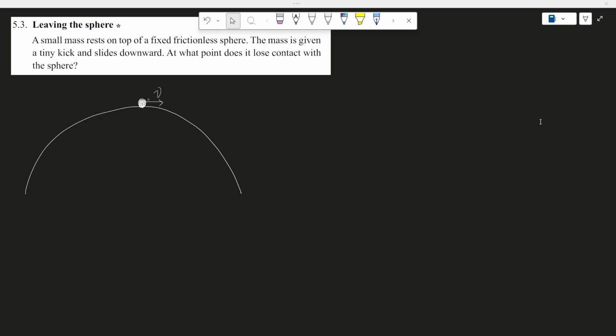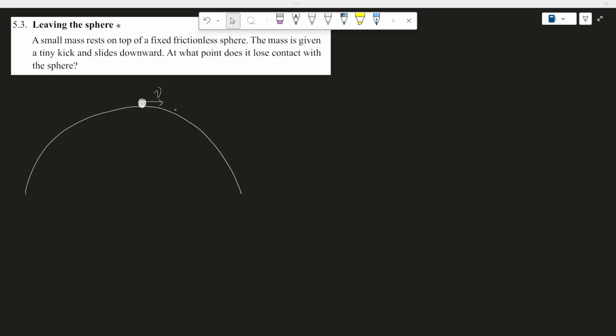Hi all. So today we will talk about problem 5.3, leaving the sphere. So this is basically asking for what happens when a small mass is on top of a fixed frictionless sphere. And when this mass is given a tiny kick and slides down, the question asks us at what point does it lose contact with the sphere. So I only drew a hemisphere here since that's all we need, really.